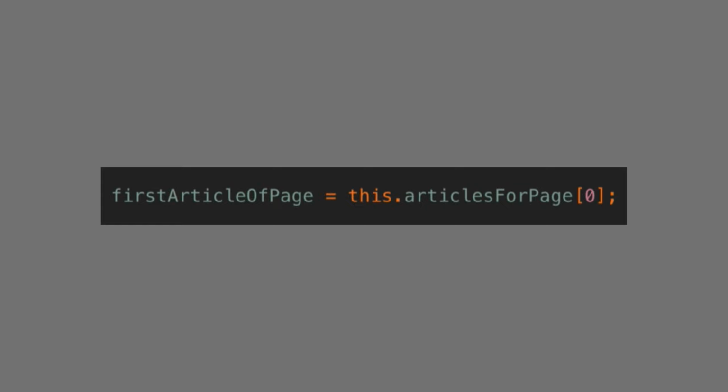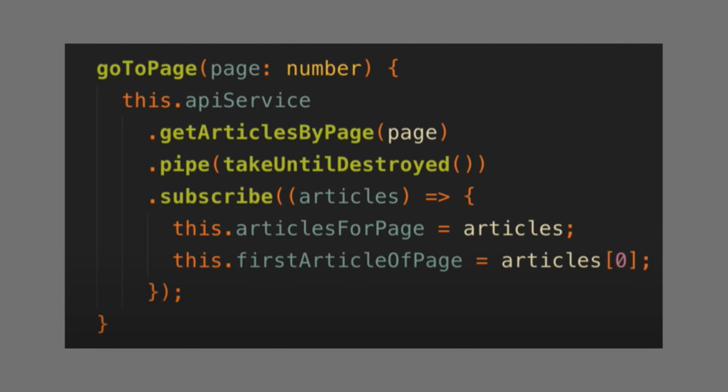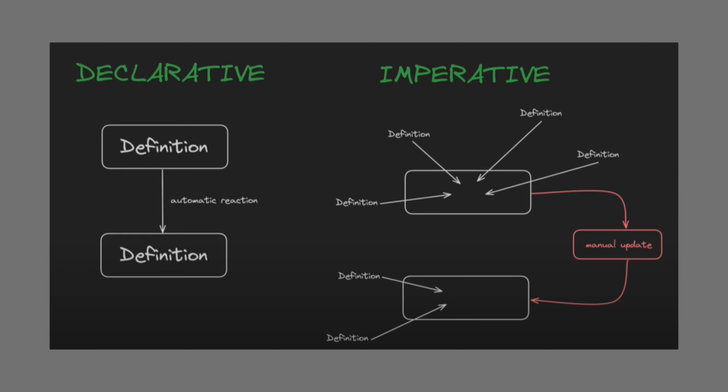Not only that, but now we can no longer react to articlesForPage changing. This code will only run once for the initial value of articlesForPage. If we want to make sure it updates properly, then we need to make sure to manually recalculate it every time articlesForPage changes. And things like this are easily forgotten. That is, in a nutshell, why we want to avoid subscribes when coding reactively and declaratively.